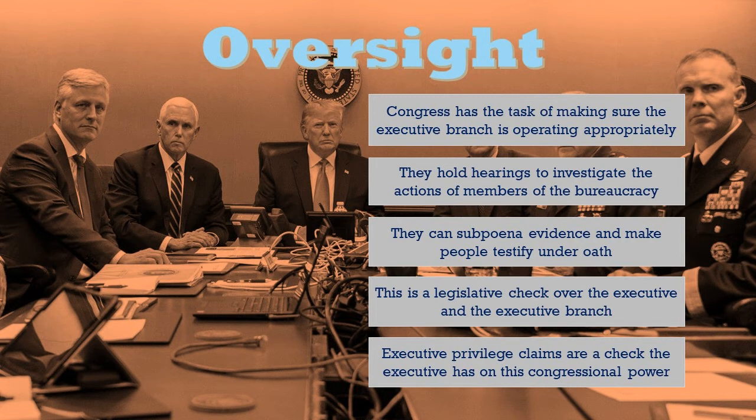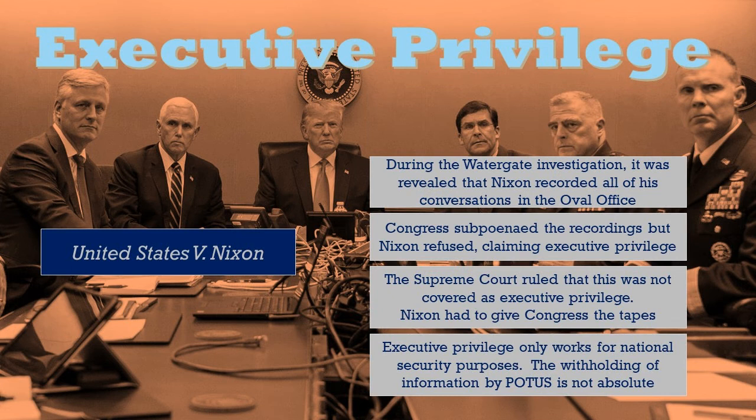So the legislative branch has this important check to investigate the executive branch. But executive privilege gives the executive branch another important check on this congressional power. I know this is very confusing, but oversight is a check that Congress has on the president. Executive privilege is a check that the president has on congressional oversight. And there are, of course, limits to executive privilege.